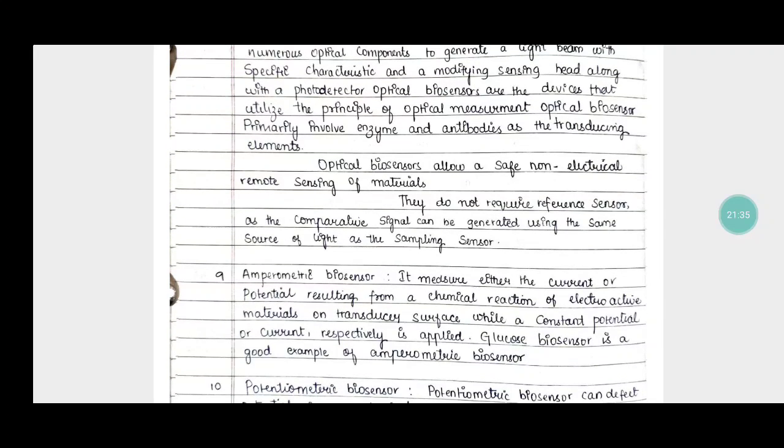Optical biosensors allow safe, non-electrical, remote sensing of materials, so they do not require any reference sensors, as a comparative signal can be generated by using the same source of light as well as the sampling sensor. And ninth, that is amperometric biosensor.